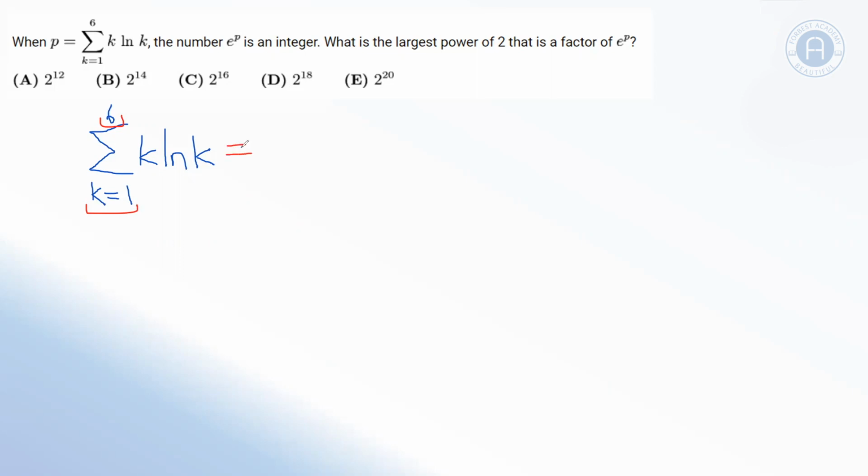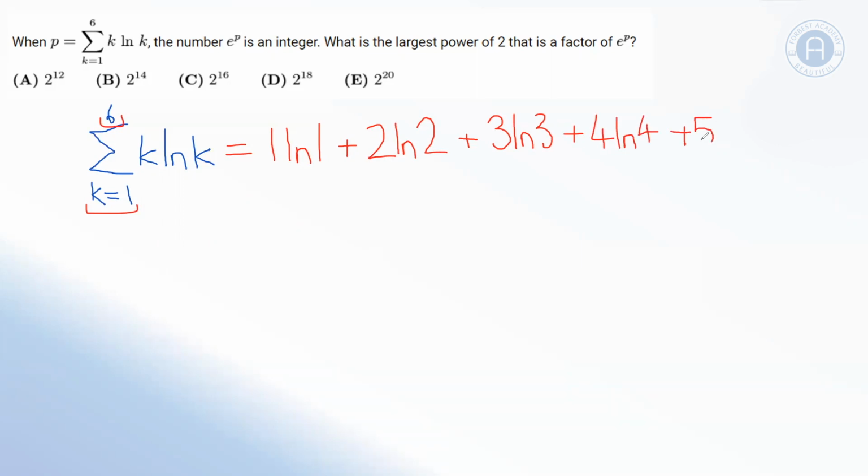So in this sequence here, we will have 1 ln 1 plus 2 ln 2 plus 3 ln 3 plus 4 ln 4 plus 5 ln 5 plus 6 ln 6. Now ln is what I call natural log. So that is log to the base of e. So ln is the same as log to the base e, which will be very, very useful later on in this question.